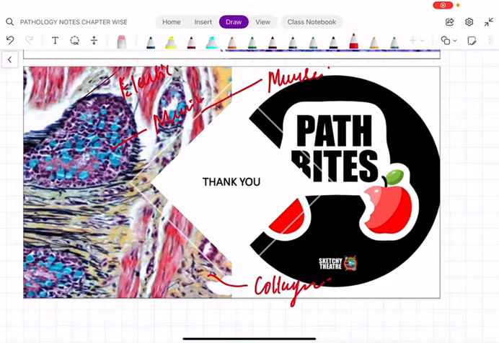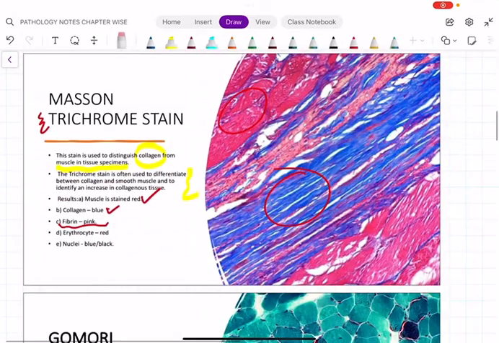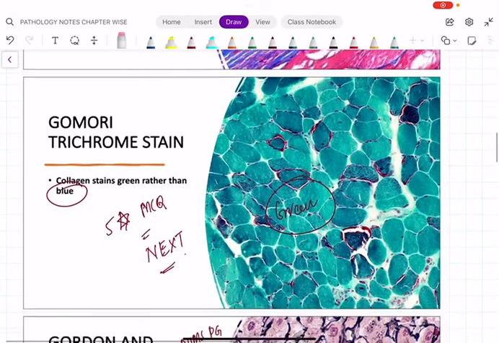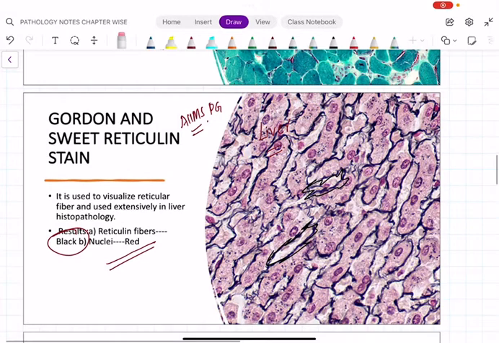Can we have a quick recap again? First, Masson trichrome: collagen will be blue. Gomori trichrome: collagen will be green. Gordon and Sweet reticulin stain is for liver pathology, children. Very, very important. It's a gold standard MCQ question, a very VIP question for you.